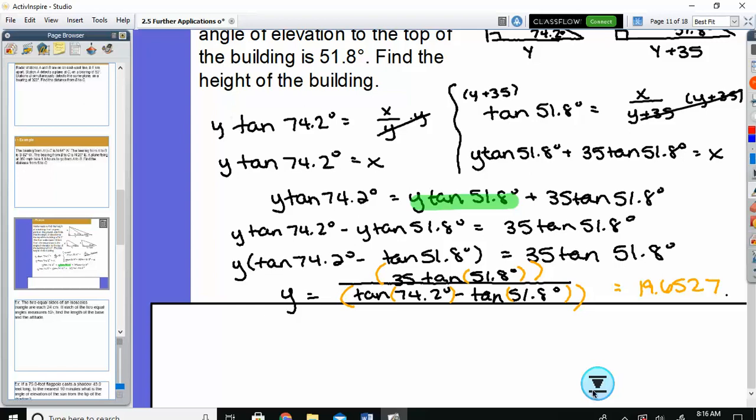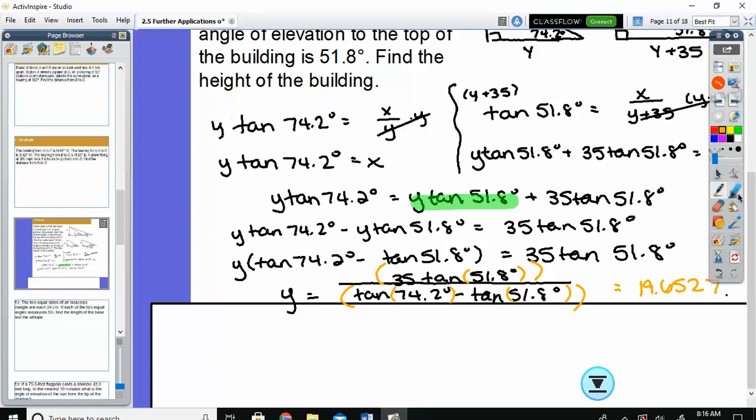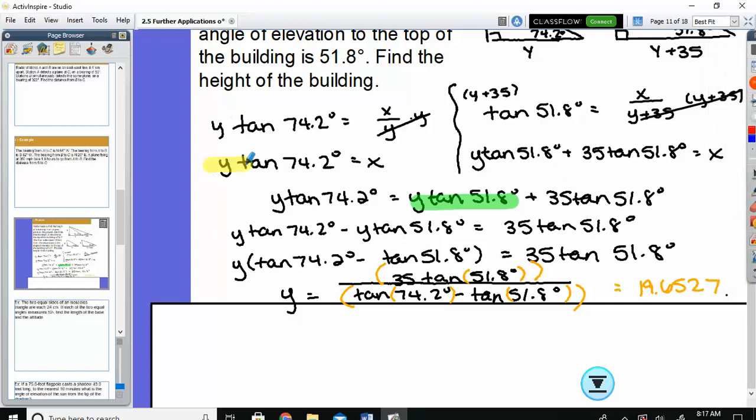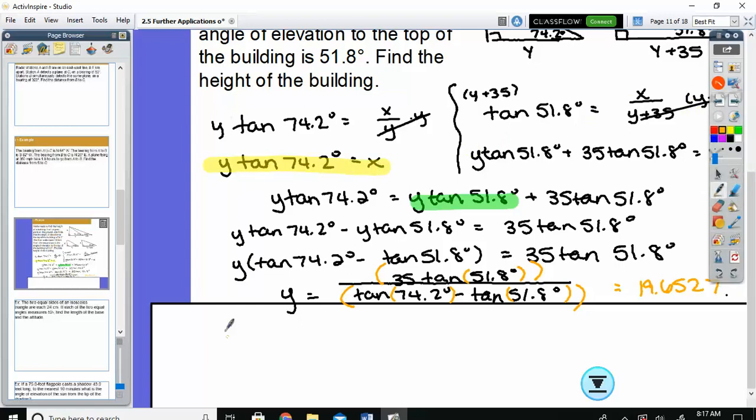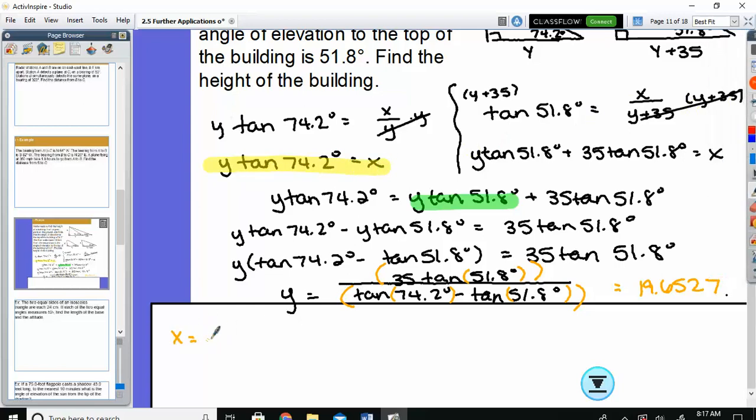So that's y. What did I ask you to find in this one? X. I asked for the height, which is x, but that's actually really easy to find now. Because remember, we had right here that x is y times the tangent of 74.2. So we just have to take that answer times the tangent of 74.2 degrees.